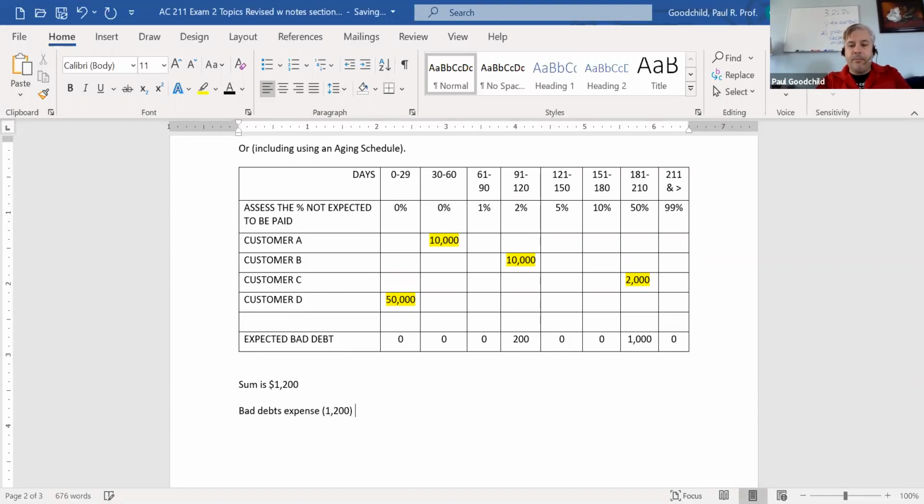$1,200 retained earnings, and then you'd have allowance for doubtful accounts. That would be under asset, contra asset.